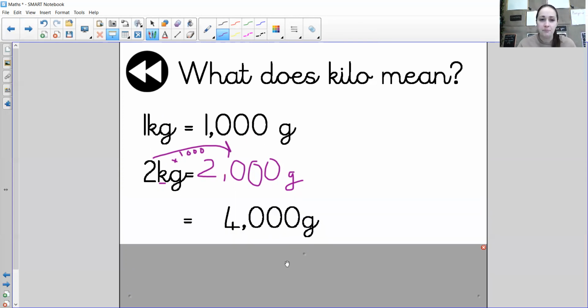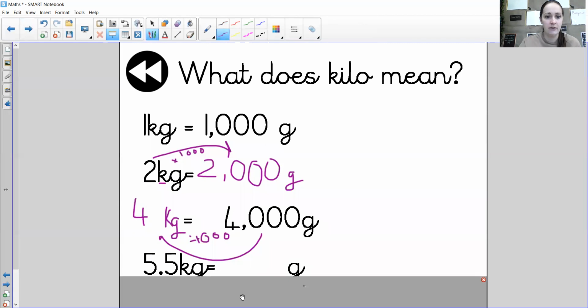Okay then, so this time I know that I've got 4,000 grams. What would that be as a kilogram? Well, kilogram means 1,000 grams, and I'm going to keep saying this to myself. Kilogram means 1,000 grams. So this time, I don't want to times this by 1,000, because when I went from kilograms to grams, I times by 1,000. So to go from grams to kilograms, I need to divide by 1,000. I'm going to put 4,000 into groups of 1,000 because there's 1,000 grams in a kilogram. So 4,000 grams is the same as 4 kilograms. Hopefully you're following so far.